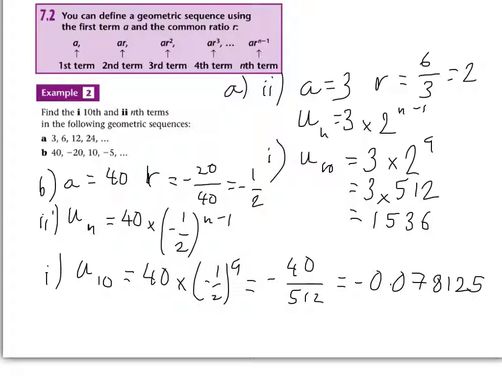0.078125. Now in the exam this solution here would be perfectly fine, but I would always advise you to put both the fraction and the decimal for this question, just to make sure you're covering all bases. Now, at this point, this is where they can ask you some more interesting questions. So you've got to read the question.